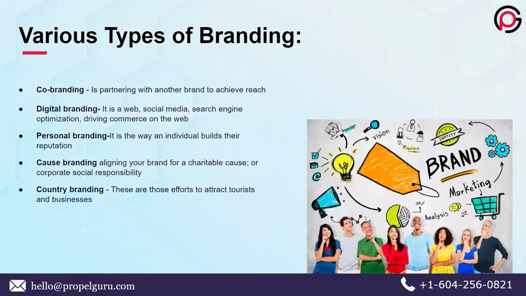Moving on, we have types of branding. Here are a few types of branding floating in the market, such as co-branding, digital branding, personal branding, cause branding, and country branding. So, what is co-branding? Co-branding is when two or more brands collaborate to grow the business. Digital branding is a web, social media, search engine optimization, and driving commerce on the web. It means branding a company over the internet.